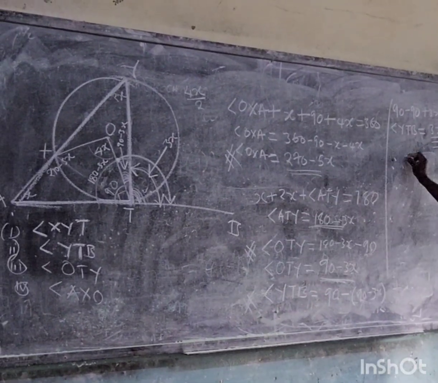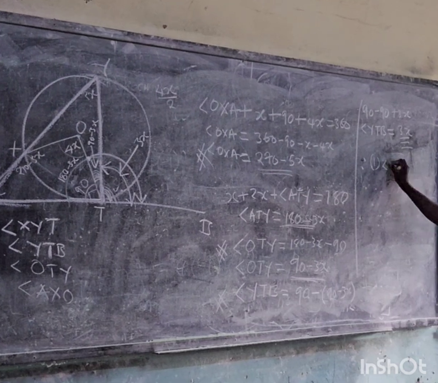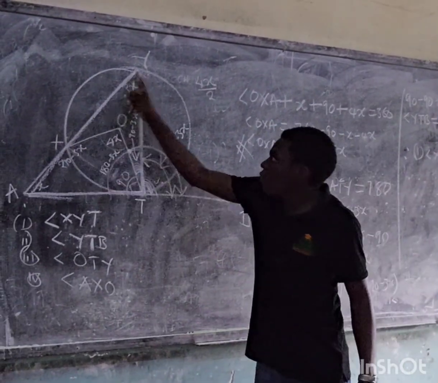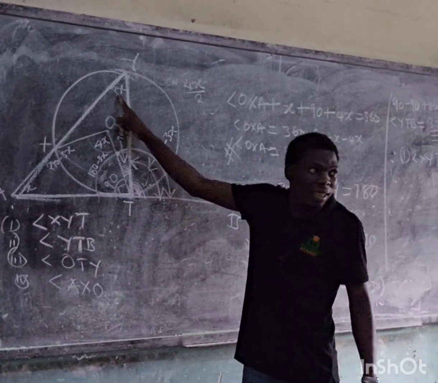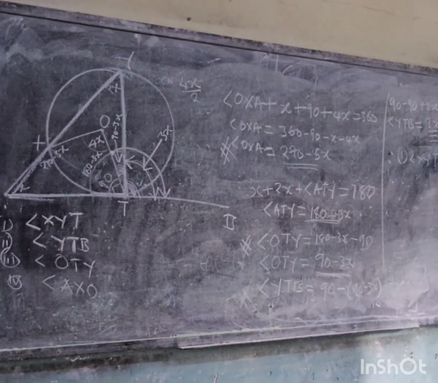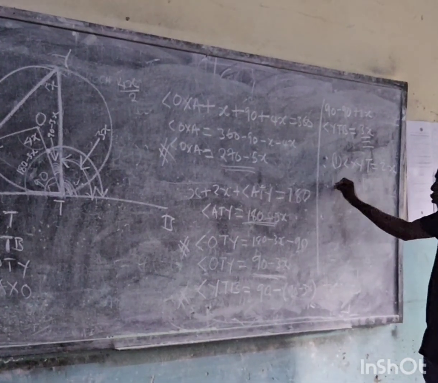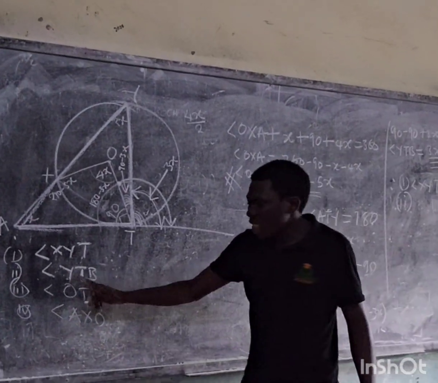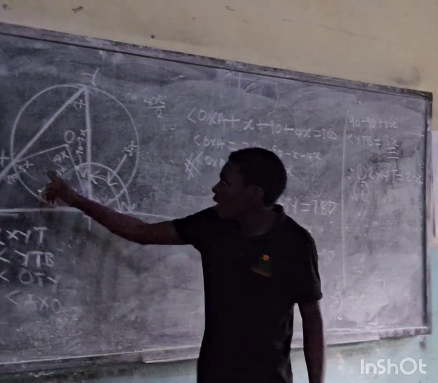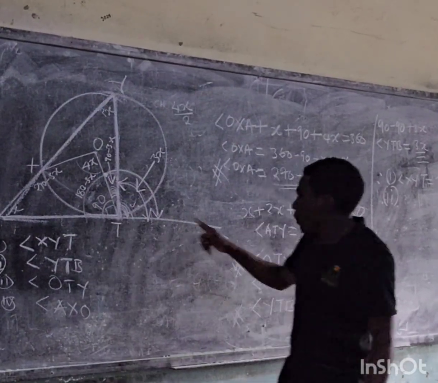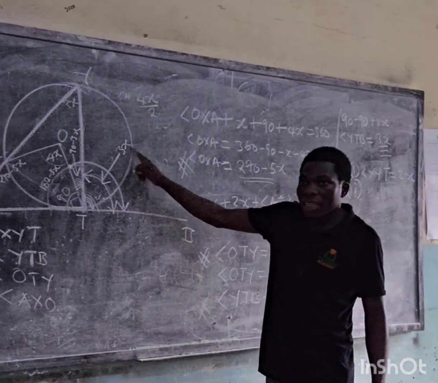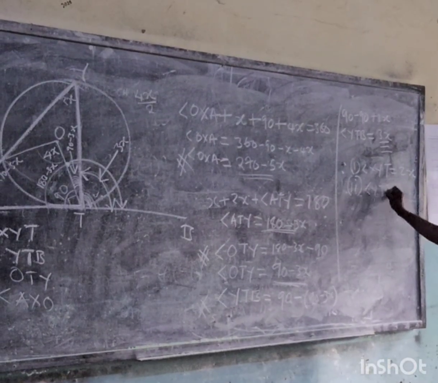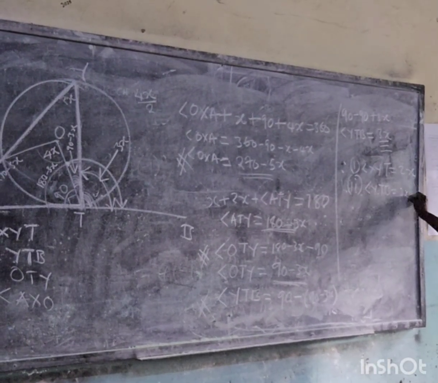The first question was find angle XYT. Where is angle XYT? We found 2x. So you come and write that it is equal to 2x. Then you go to Roman numeral 2. You say we are getting angle YTB. Where is YTB? We've gotten 3x there. So you also write angle YTB is equal to 3x like that.